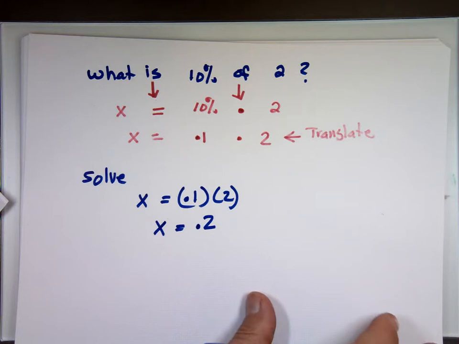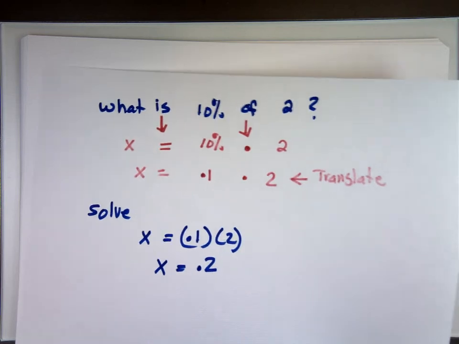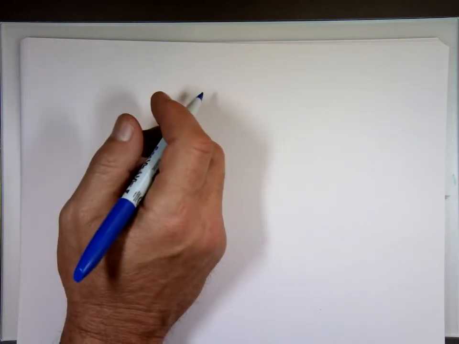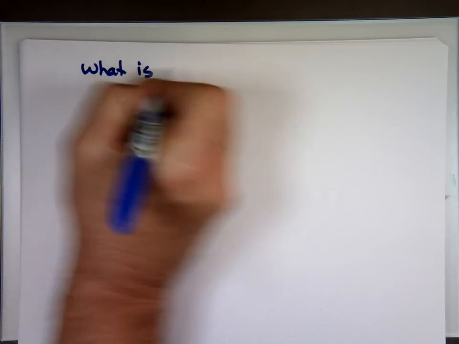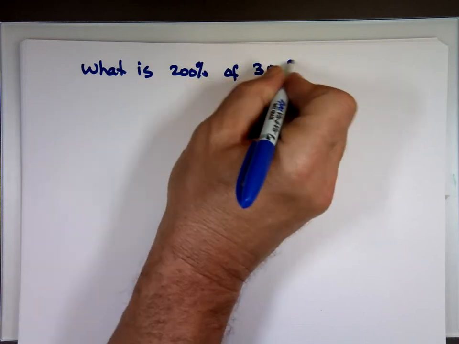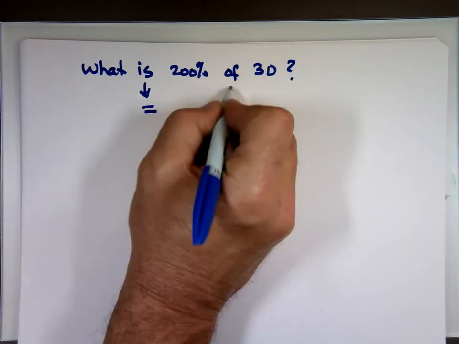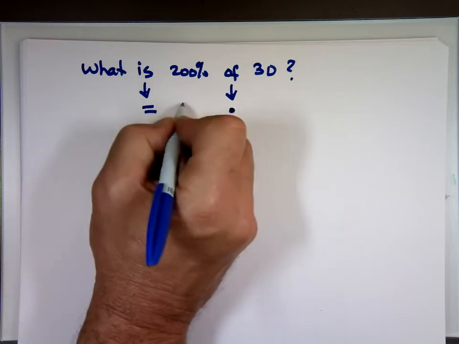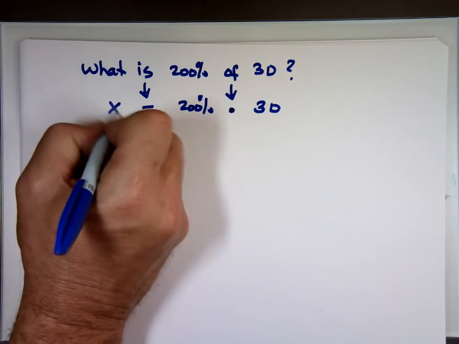Another one, we'll do translate and solve. I'll stick with this method first, and I'll switch to the other method, the proportion. What is 200% of 30? Again, translate: equal, multiply, 200%, 30, x.